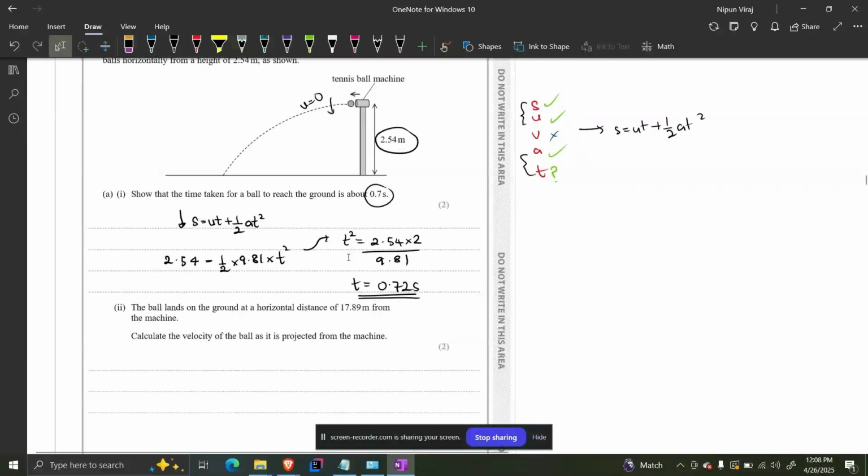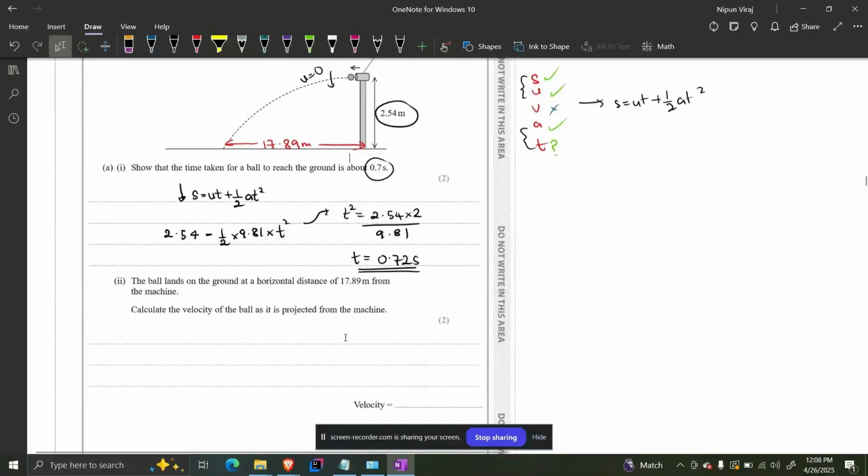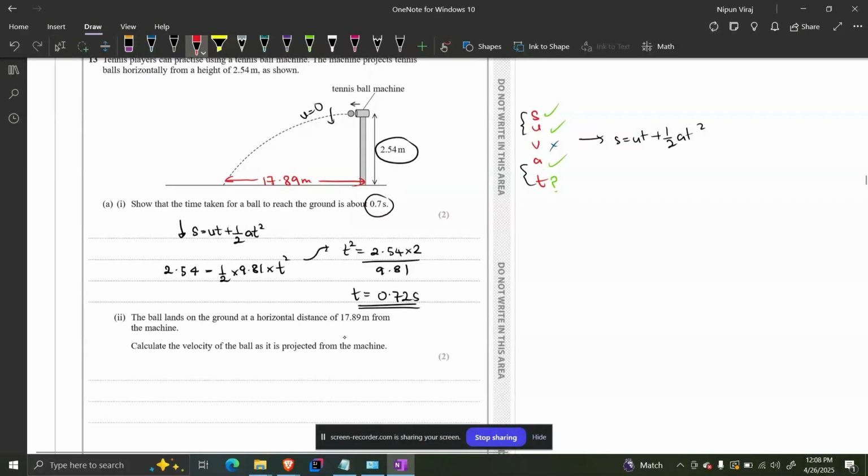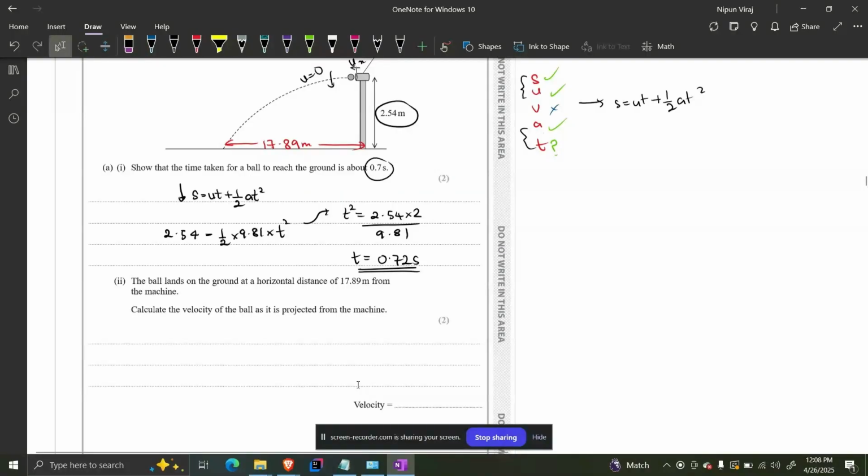The ball lands on the ground at a horizontal distance of 17.89 meters from the machine. Calculate the velocity of the ball as it is projected from the machine. Now we don't know the initial velocity. Let's say this is ux because it is a horizontal velocity, but we can calculate it simply by using distance equals speed into time.